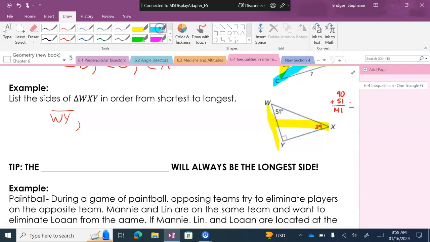What angle is the next one in length or in measure? 51. Okay, so we're going to go directly across from that. How do I name that side? XY, YX. The order of the letters doesn't matter as long as you have an X and a Y there. And then what's the only other side I haven't named in my picture? WX, yeah.